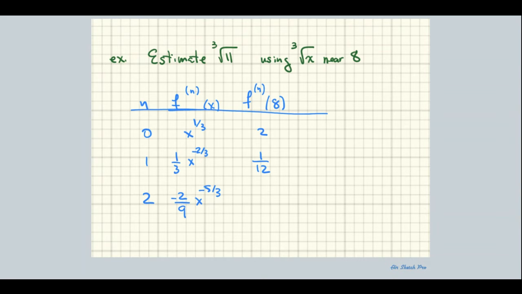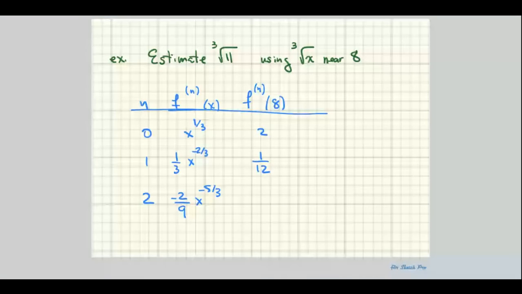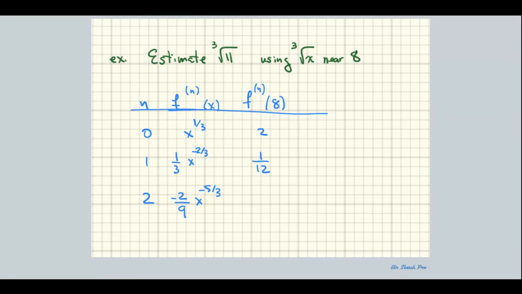So 8 to the 1/3 is 2. 2 to the 5th is 32. 2 to the -5th, 32 to the -1 is 1 over 32. So I'm looking at -1 over 16 times 9. 9 times 16, 144. You did great. And so the number is now -1 over 144.